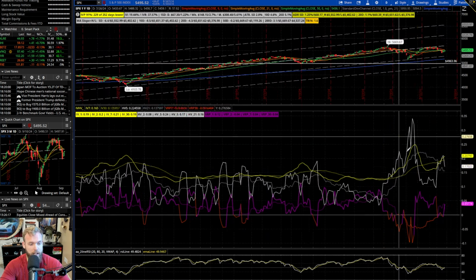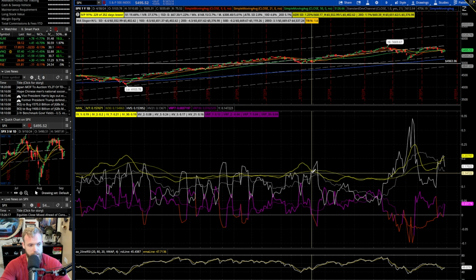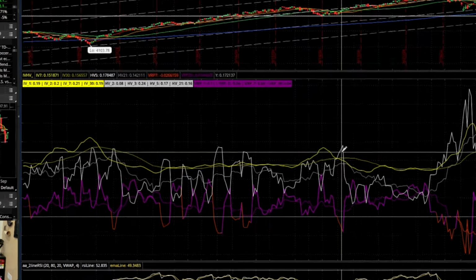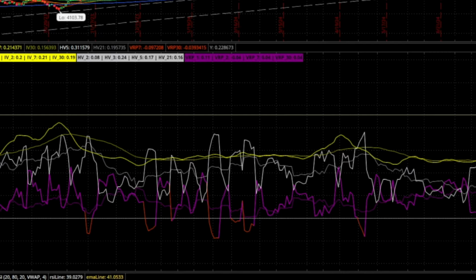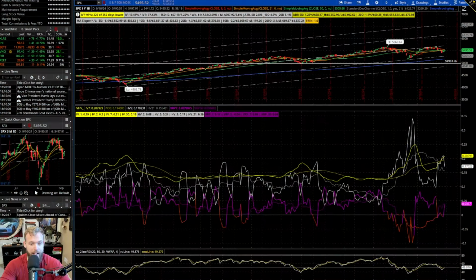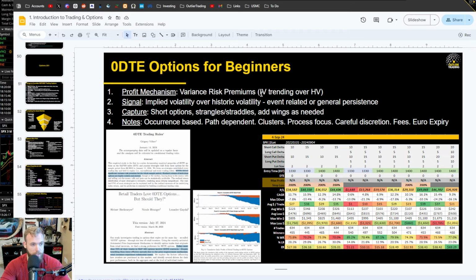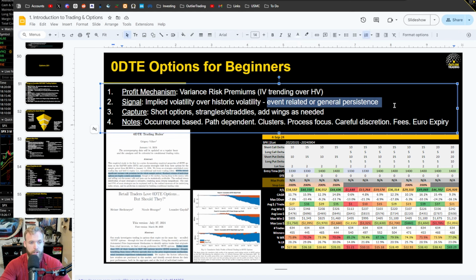And if we look back over a longer term time frame, again, you'll see that this is generally the case. There will be periods where it's not. Again, take a close look at those periods because it's an important factor. So that's in a nutshell what zero DTE options are all about. So what's the signal? Exactly what we just talked about. Now that signal can be caused by event related things. So maybe an FOMC announcement is coming out and that's driving up volatility, or just the overall persistence of variance risk premiums, which again is a documented phenomenon.